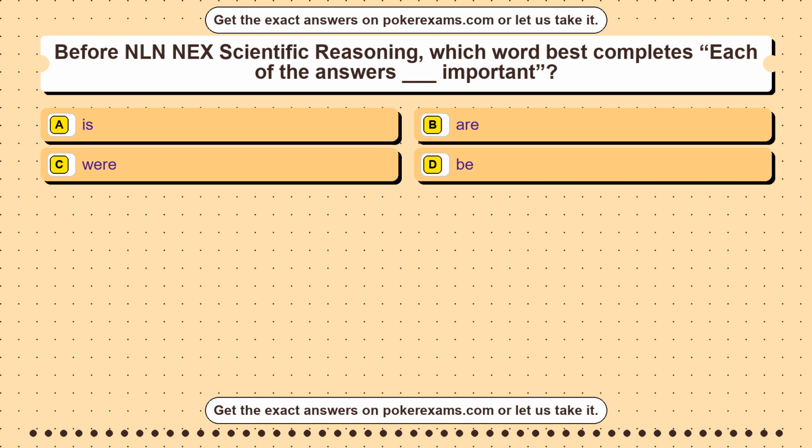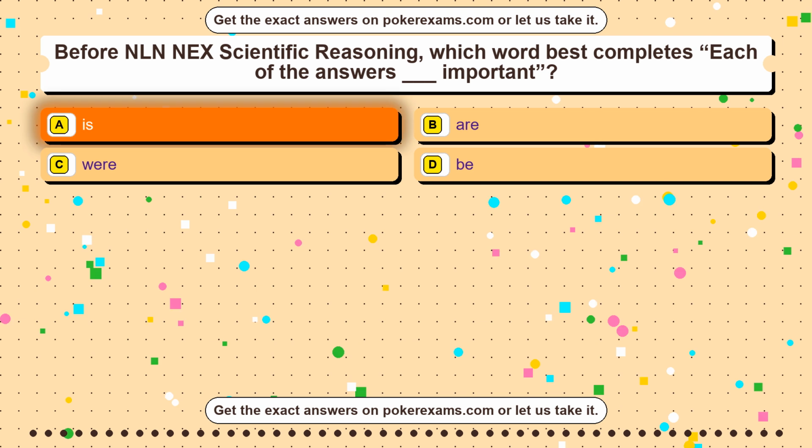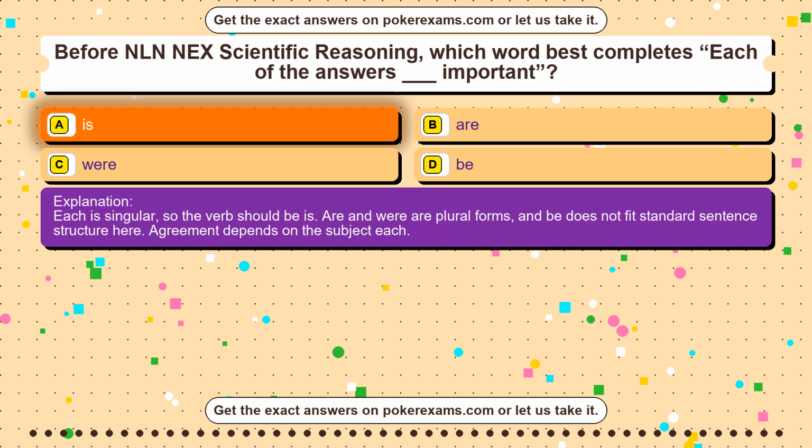Question 25. Before GED science practice test, which number is the greatest? Option A 0.8. Option B 0.08. Option C 0.18. Option D 0.018. The correct answer is option A. 0.8 is 8/10, which is greater than hundredths or thousandths values listed.